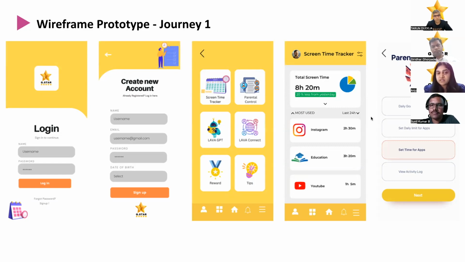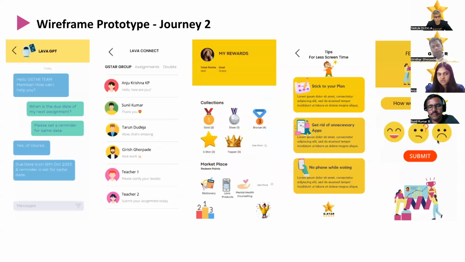Then we have the parental control module, which empowers parents to set screen time limits, approve apps, and monitor their child's usage, ensuring a safe and controlled digital environment. Coming to Lava GPT, it's our AI chatbot, a virtual assistant that helps GenZs with their homework, answers questions, checks their timetables, and so on. It's a valuable educational resource right at their fingertips. Then we have Lava Connect. It's all about building a community where users can connect with peers, share experiences, and engage in meaningful discussions.